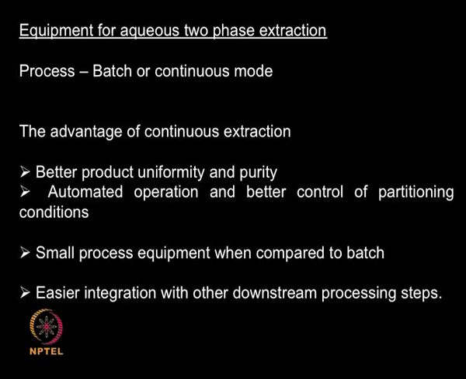But their advantages are tremendous. You get better product uniformity, you get better purity, you can go into automated operation, and we have better control of partitioning conditions. That is one of the main advantages. We can even go for smaller process equipment when compared to batch. In batch you may require a very large tank, whereas in a continuous system we may do the whole job in 1/4 or 1/5 the size of this large tank, and it is easier to integrate with the downstream processing.